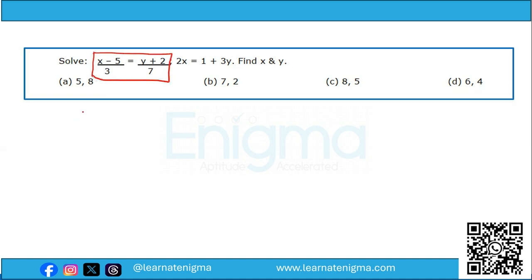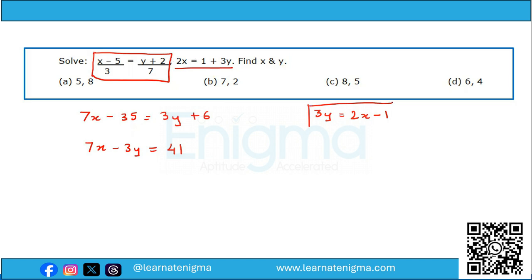So it becomes 7x − 35 = 3y + 6. So 7x − 3y = 41. Now, from the second equation, we can have 3y = 2x − 1. So let's substitute this value of 3y over here.